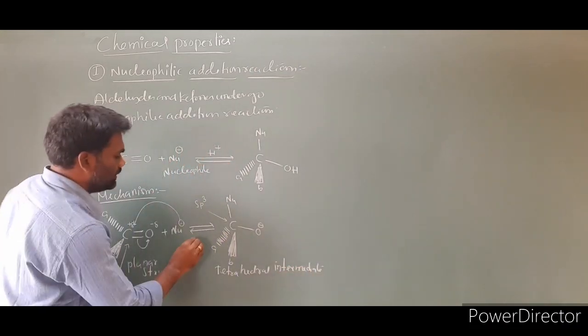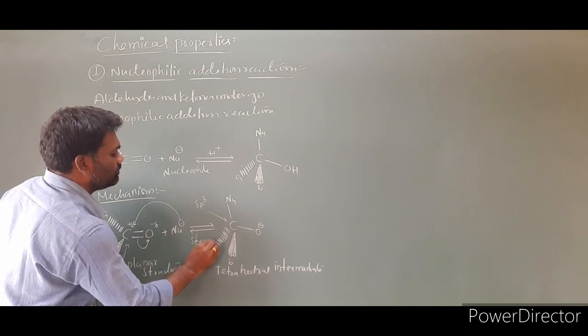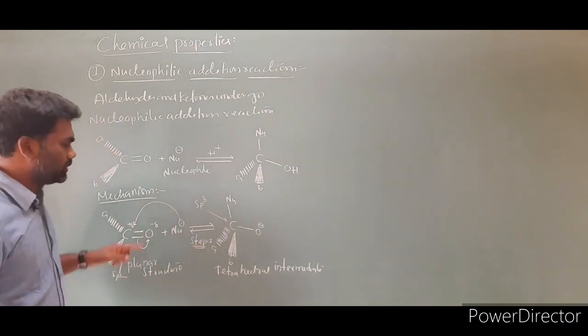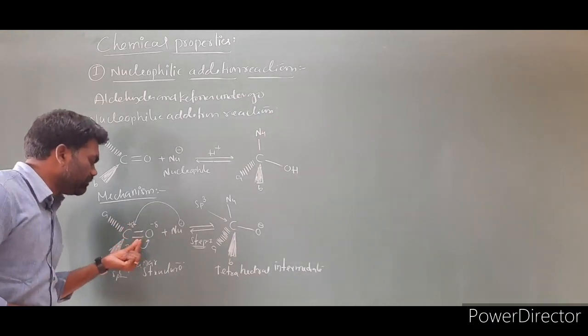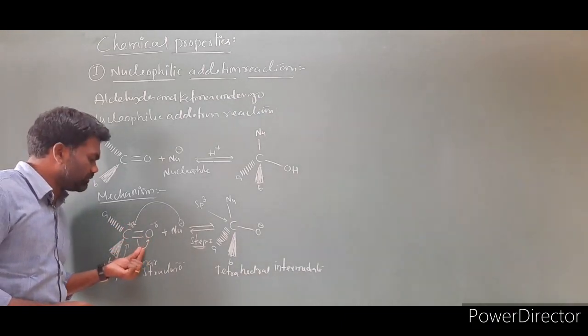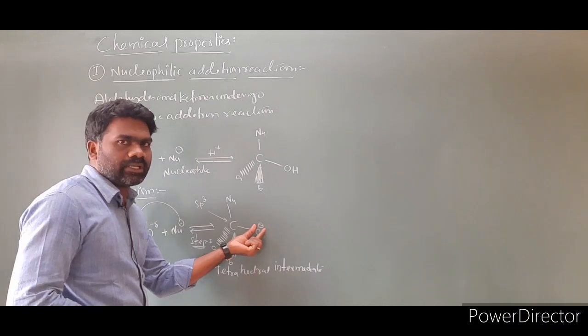Tetrahedral intermediate. This is step number 1. Clear? So the nucleophile approaches the carbonyl carbon. The bond between the carbon and oxygen shifts towards oxygen. As a result, oxygen will get a negative charge.